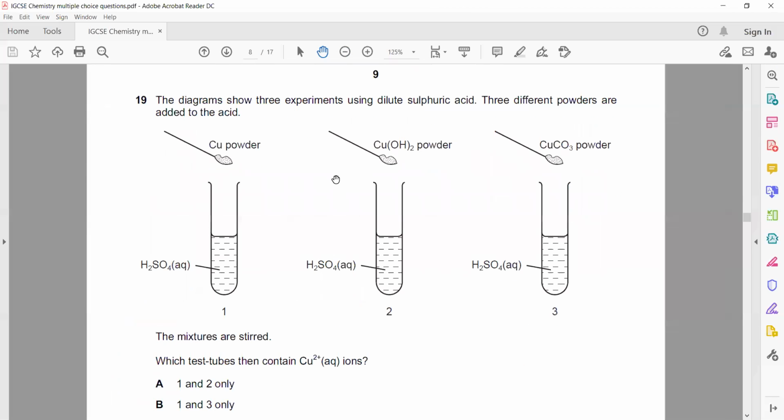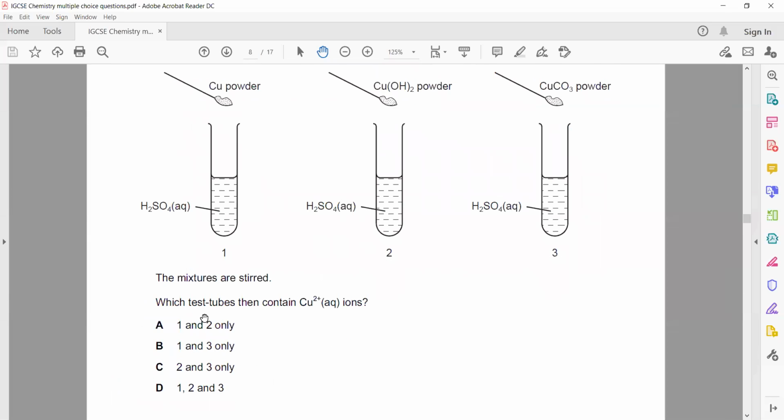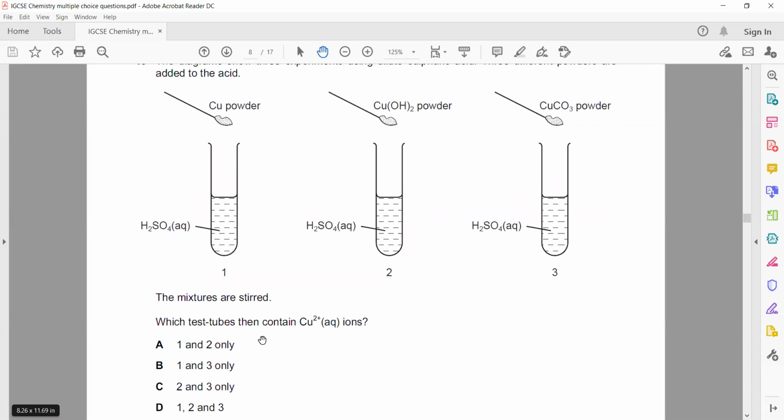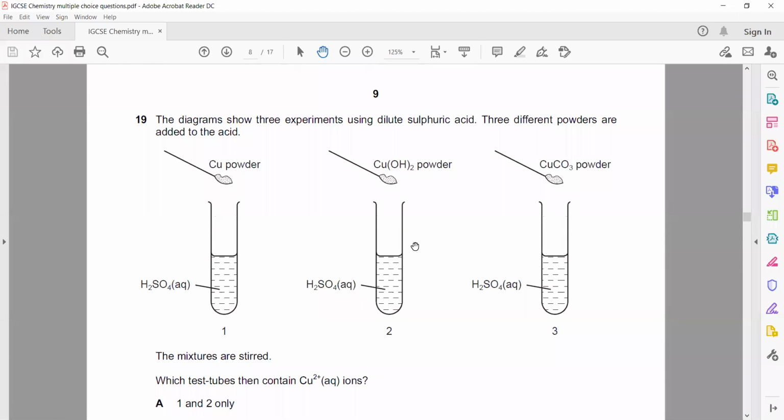The diagram shows 3 experiments using dilute sulfuric acid. 3 different powders are added to the acid. The mixtures are stirred. Which test tube contains copper ions? Basically, the test tube in which there is a reaction with the acid.